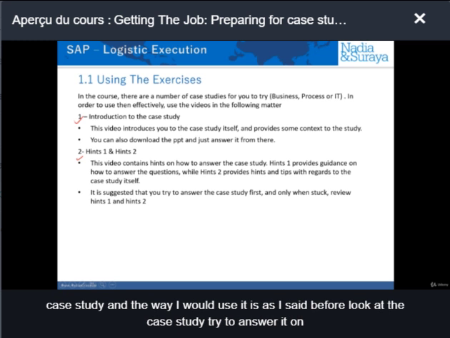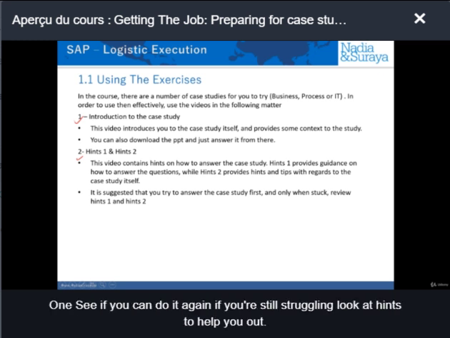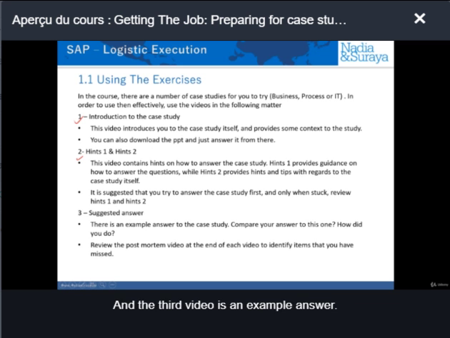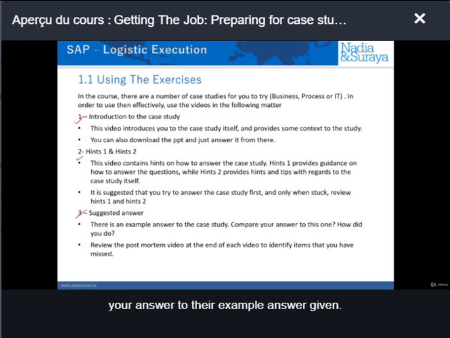And the way I would use it is, as I said before, look at the case study, try to answer it on your own. If you're struggling, look at Hints 1, see if you can do it again. If you're still struggling, look at Hints 2 to help you out. And the third video is an example answer. Of course, there could be many answers, and this is just one of them. And what you should do is compare your answer to the example answer given.